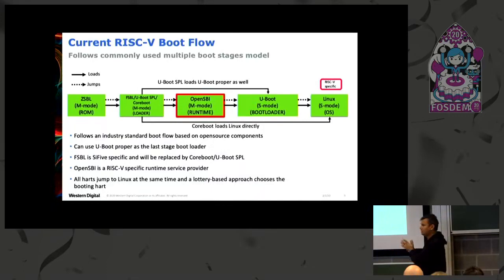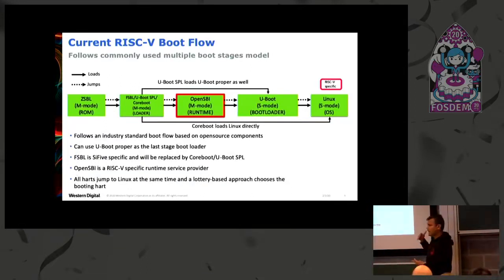Currently in RISC-V land, there is FSBL, which is a SiFive-specific one. There is U-Boot SPL, which is the secondary program loader from U-Boot, and then there is coreboot, which does that job. Then there is the runtime service provider, which is the only software piece resident after Linux boots. When Linux boots, all of the other pieces are overwritten because we don't need them, but we need the runtime service because that's what the OS needs. Anything that needs to communicate downstream with the firmware is where the runtime service provider comes in, and OpenSBI currently provides that for RISC-V.